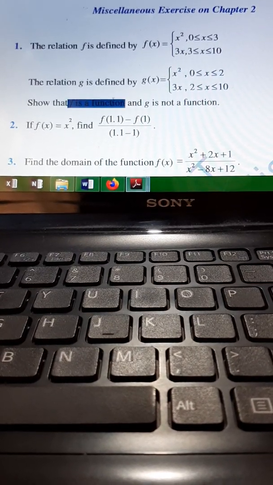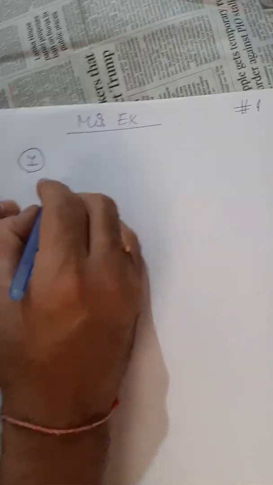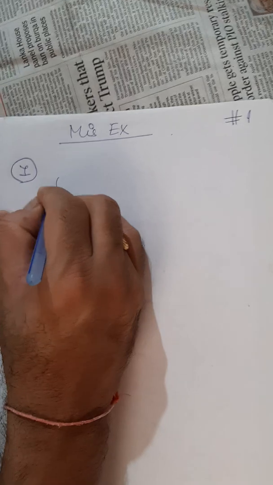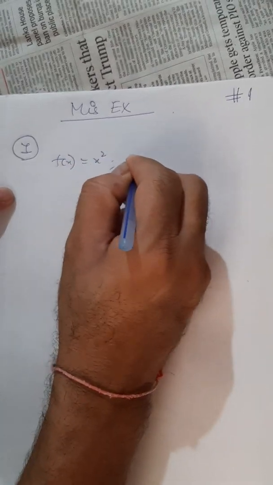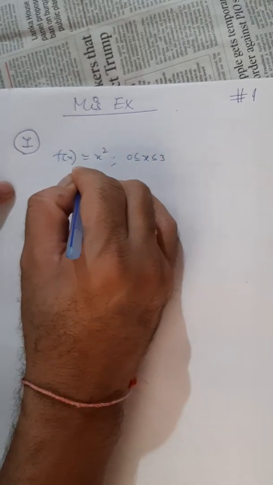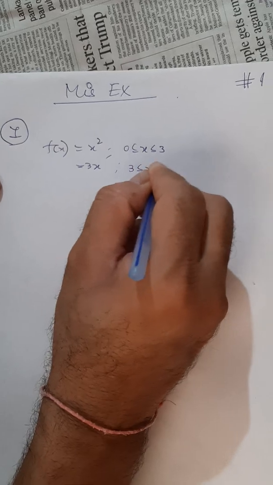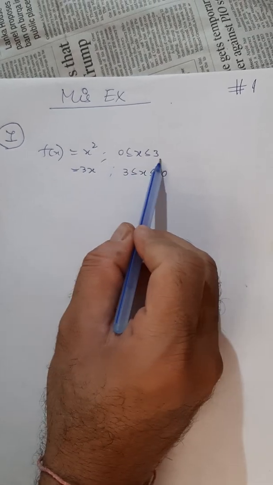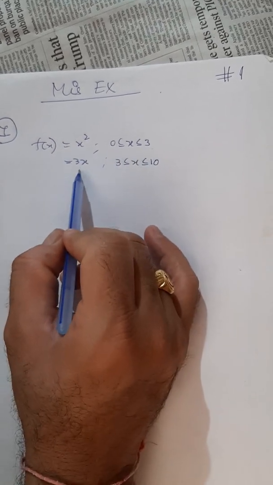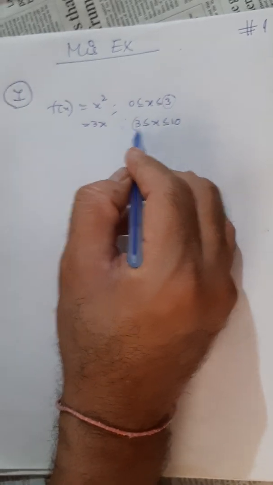What about f? Let me see that. So here f(x) is x square for x from 0 to 3, and this is 3x for 3 less than or equal to x less than or equal to 10. If you choose any number from 0 to 3, then here it is square, here multiple of 3. So you only need to look at the common point.